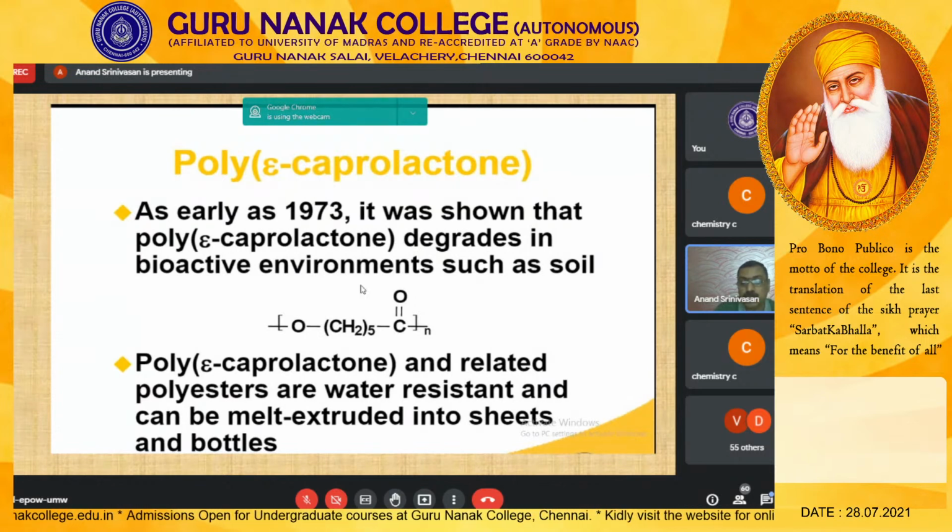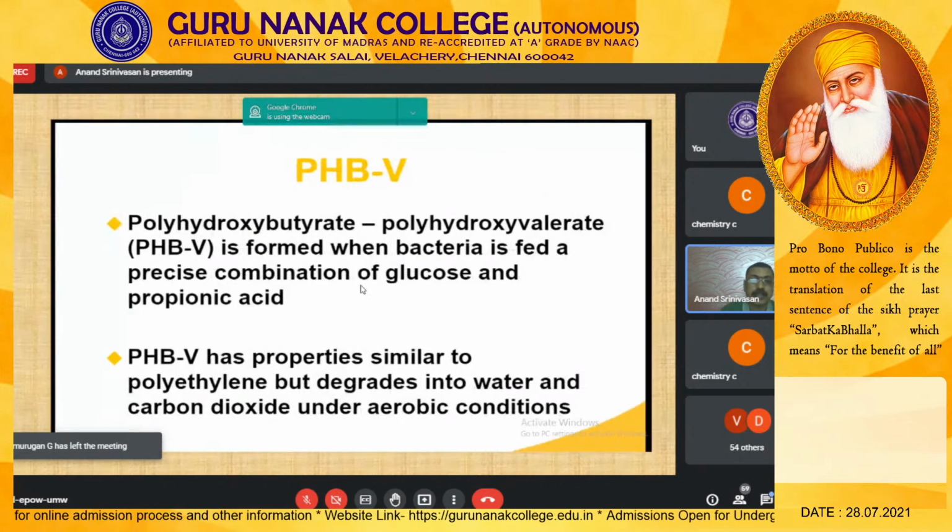So polycaprolactone and related polyesters are water resistant. So they can be used for corrosion resistant coating as well, because water is the main culprit for corrosion. Therefore, you can try to use them as a mechanical barrier which prevents the entry of corrosive species to the metal parts. So this can be another interesting area students can think of.